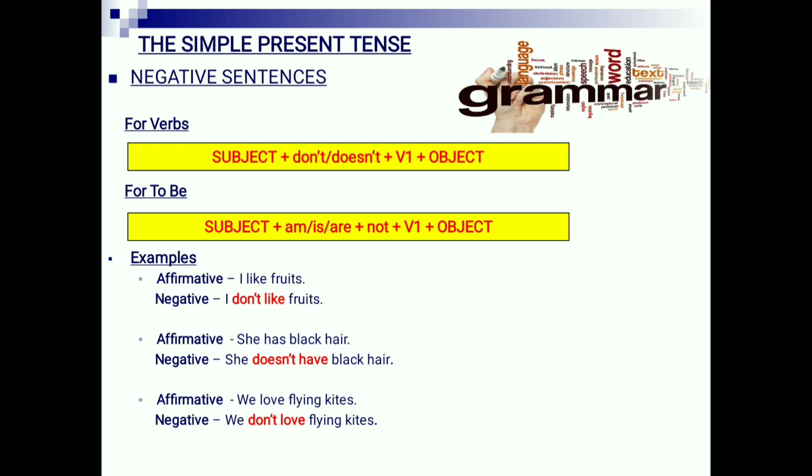Next example is we love flying kites. We is subject, love is V1, flying kites. We don't love flying kites. See, the negative form is we don't love flying kites. Here the subject is we, after we always don't comes. So we don't love flying kites. Getting?